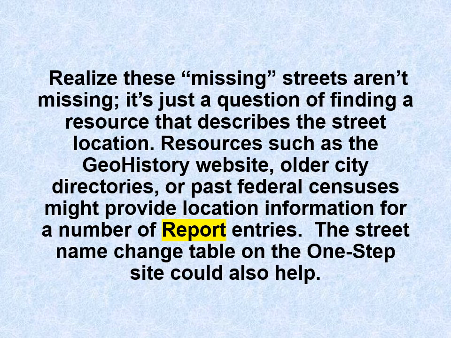So realize that these missing streets aren't missing. It's just a question of finding some resource that describes the street location. I mean, the report must have found them somewhere. Resources such as the geohistory website, I'll show you that, older city directories or past federal censuses might provide location information for a number of report entries. And the street name change table on the one-step site could also help.